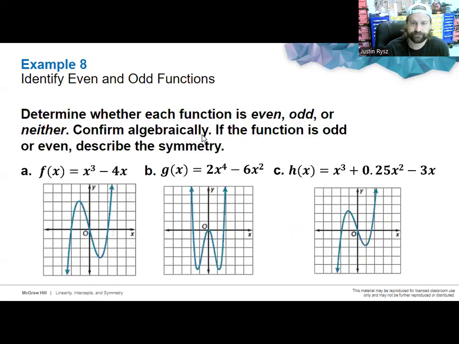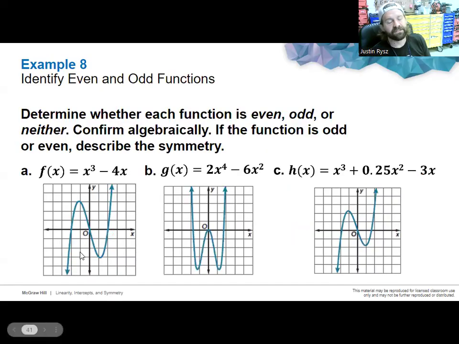Okay, next, let's look at this algebraically and see if we can determine whether these are even or odd. Remember, even functions can be reflected over the y-axis. Odd functions can be rotated around the origin. So we could have even, odd, or neither.